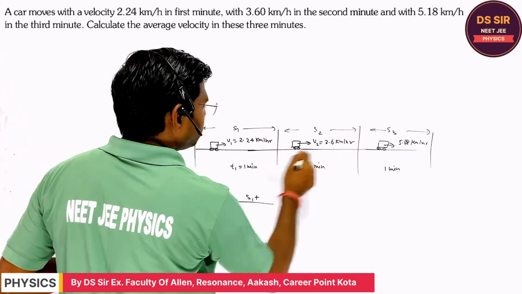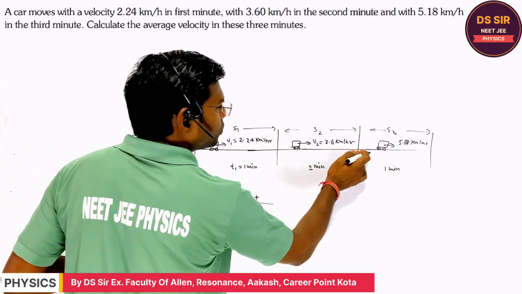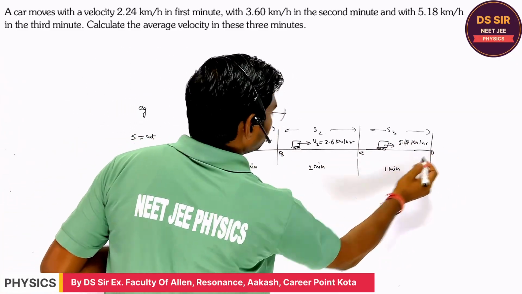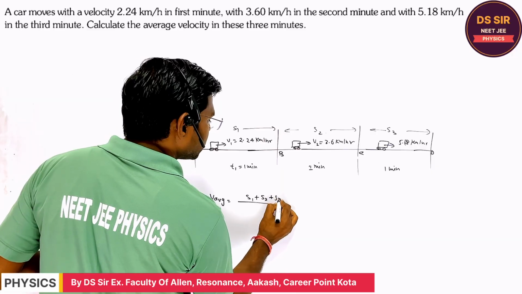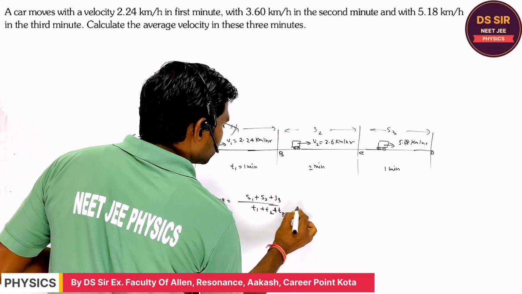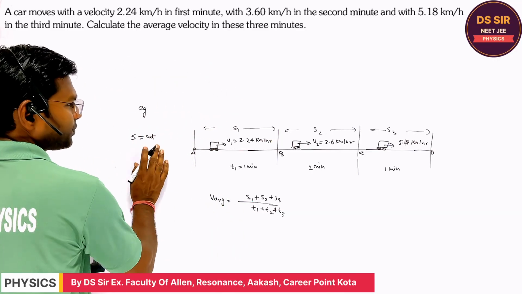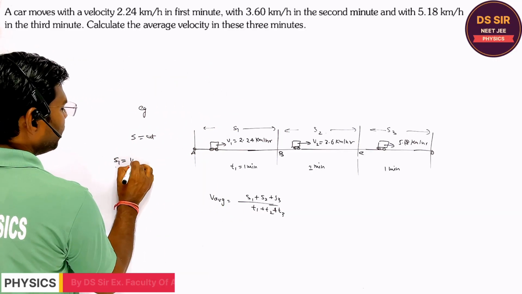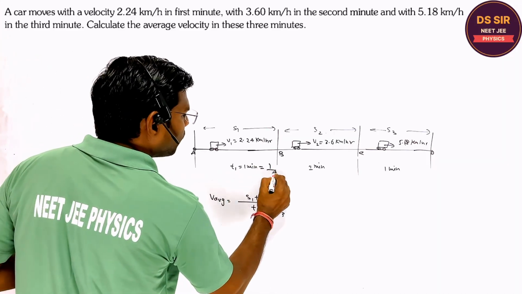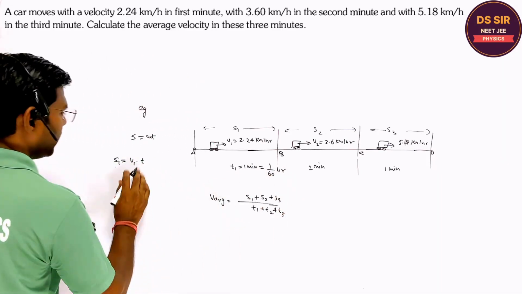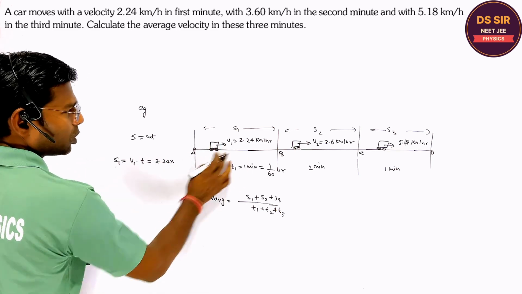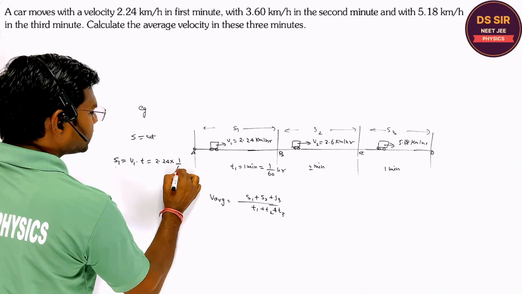What is the total displacement from point A to B to C to D? From A, B, C to D, you can write S1 plus S2 plus S3, and the time is T1 plus T2 plus T3. What will you write for S1? S1 is V1 into T, where T is equal to 1 minute, meaning 1 upon 60 hour. So V1 is 2.24 kilometer per hour into 1 by 60.